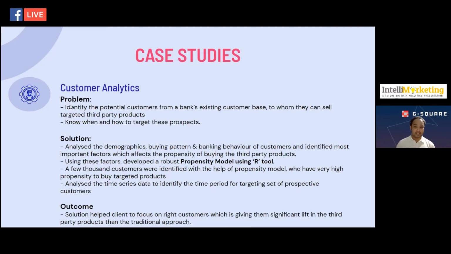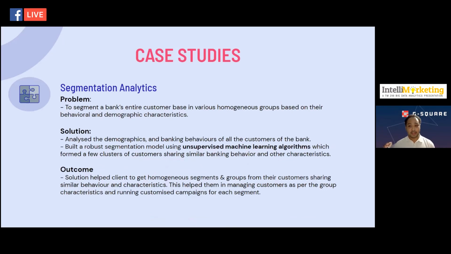Another application that we've had is on customer segmentation. For this, our client is looking to segment their existing customer base into homogeneous groups based on their behavioral and demographic characteristics. In terms of solution, we analyze demographics as well as the banking behaviors of these customers. And through them, we built a robust segmentation model using unsupervised machine learning algorithms, for example, K-means, which formed clusters of customers sharing similar banking behavior and other characteristics. The main outcome of this is that we help the client get these homogeneous segments and groups from their customers who share similar behavior and characteristics.